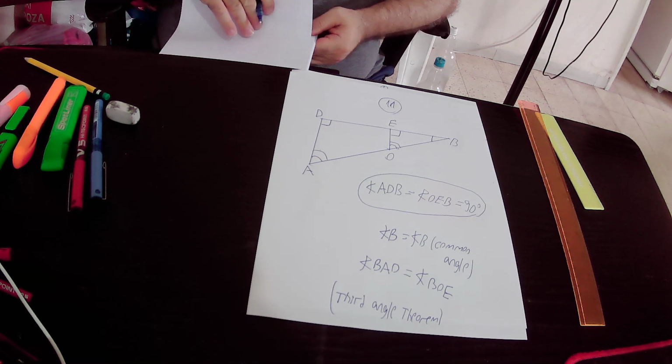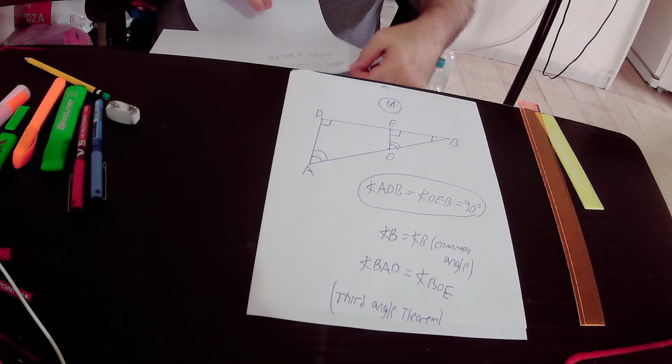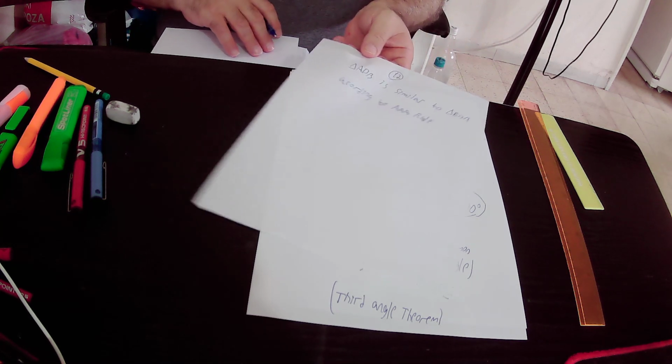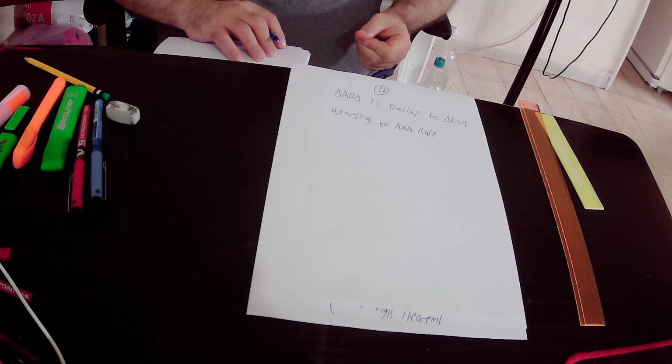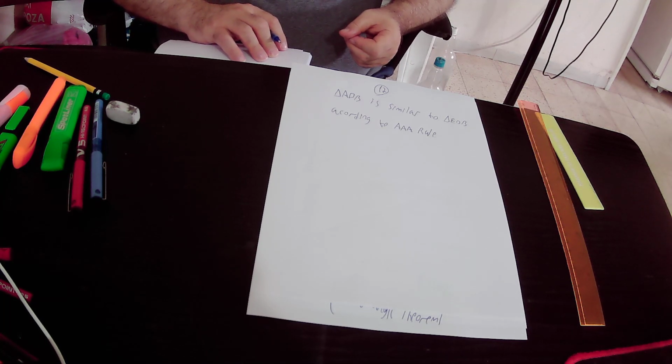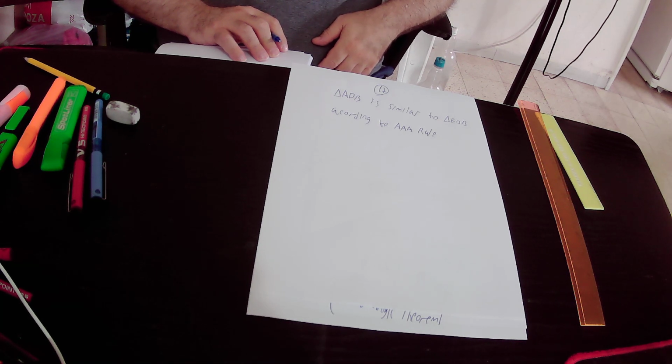So I will read again the things that I wrote. We actually proved that the big triangle, triangle ADB, is similar to the small triangle, triangle EOB, according to angle rule. When you prove that all the angles of one triangle are equal to all the angles of the other triangle, then you actually proved that those two triangles are similar to each other according to angle rule.